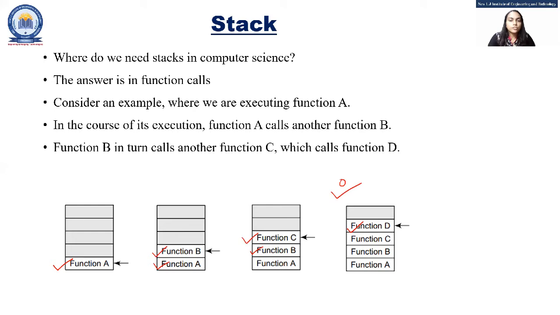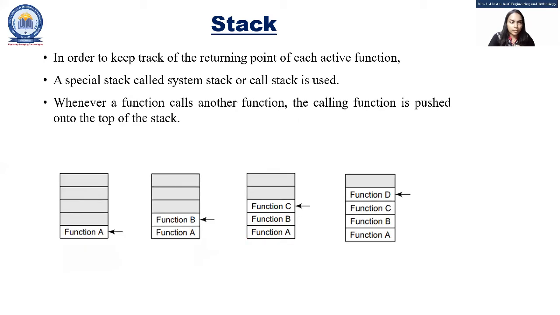Now functions will start getting solved one by one. At the current moment there are 4 active functions. In order to keep track of the returning point, that is how these active functions return values, we require a special structure and this is called a stack, right? We will use a stack in order to maintain an active function directory. So whenever a function calls another function, the calling function is pushed onto the top of the stack. As you can see, A has called B, so it is pushed on the stack, then B, then C, and then D is pushed.